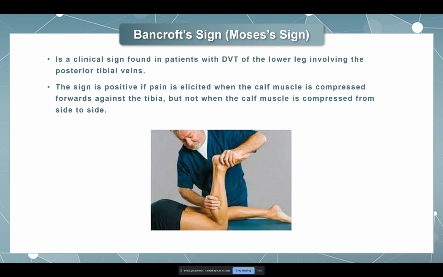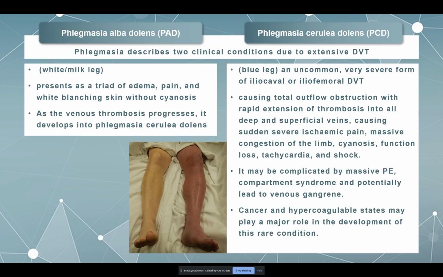Another one is the Bancroft sign. So it's a clinical sign found in patients with DVT over the lower leg involving the posterior tibial vein. The sign is positive if pain is elicited when the calf muscle is compressed forward against the tibia, but not when the calf muscle is compressed from side to side. Like what Dr. Villa mentioned, it's not advised to do, to prevent the clot from dislodging and causing a further PE.